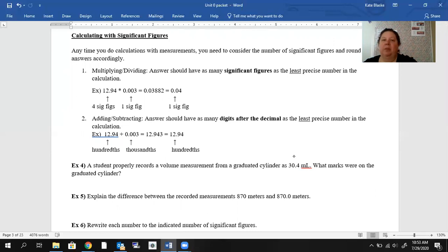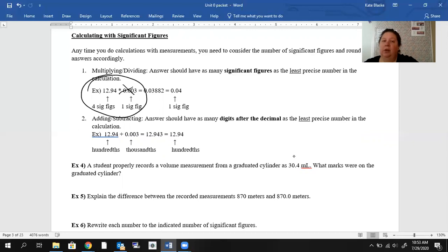If you are multiplying or dividing, you keep the least number of sig figs from the numbers that you multiplied or divided. So 12.94 has 4 significant figures. 0.003 has only 1 significant figure. Those leading zeros are not significant. Only that 3 value is. So you go ahead and do all your math. You get your non-rounded answer.